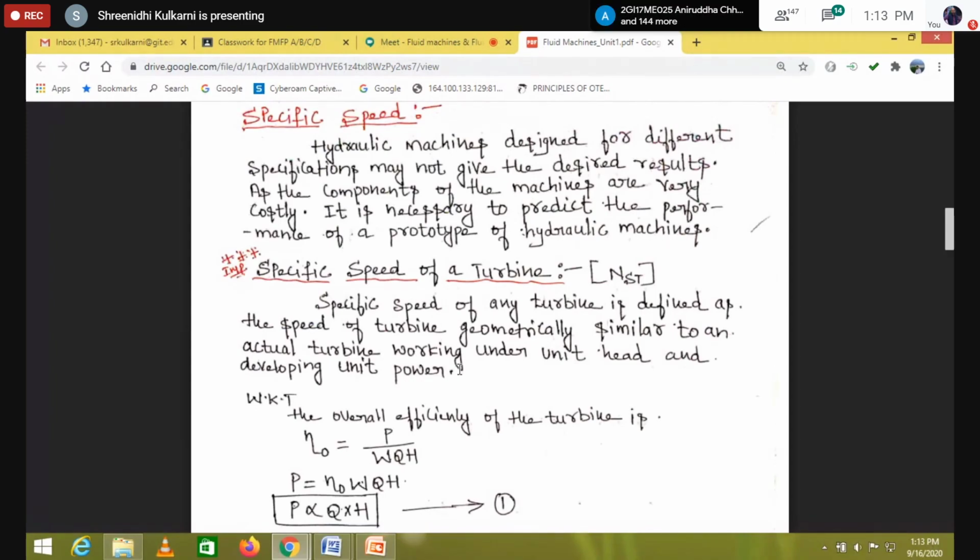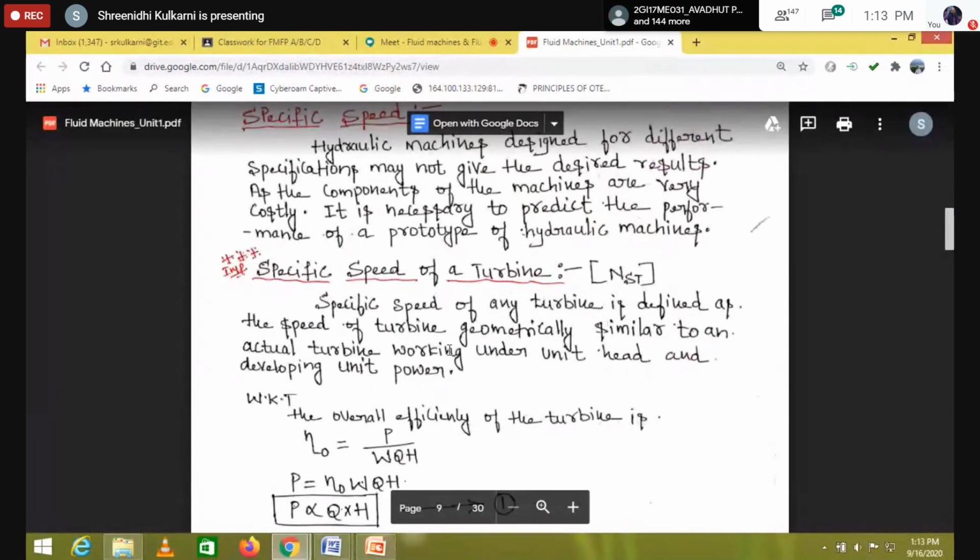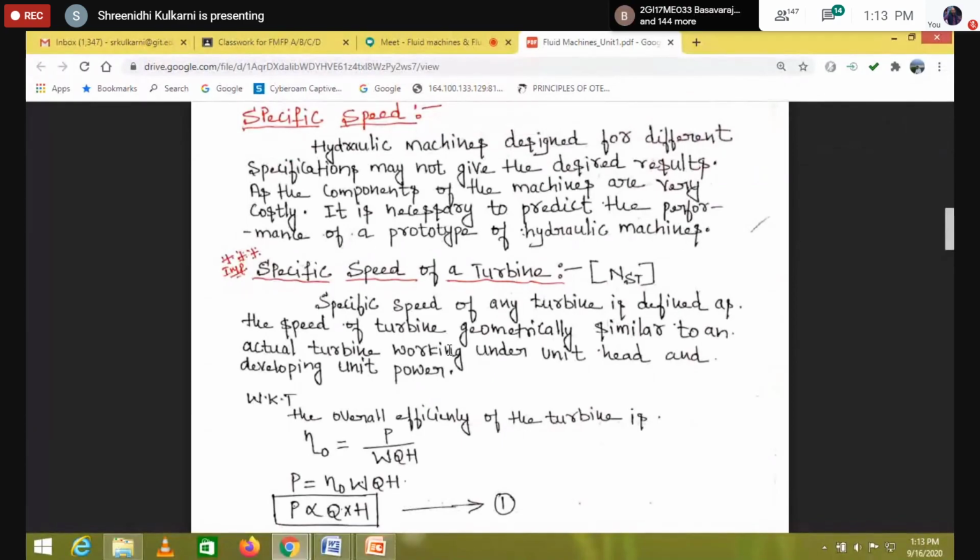I hope you understood the definition. So I'll repeat once again. The specific speed of any turbine is defined as the speed of a turbine geometrically similar to an actual turbine, working under unit head and developing unit power. So this we can call the specific speed of a turbine. Do you have any doubt in this definition? You can unmute and ask.